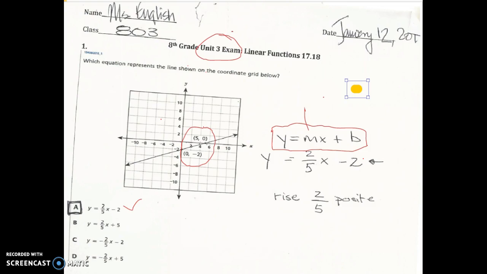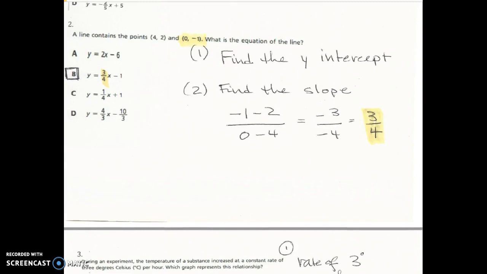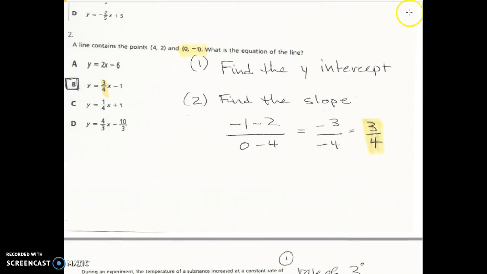And once again, you'll always find that these are all going to be a little different. Second question is, a line contains the points (4, 2) and (0, -1). So I know that the y-intercept is going to be negative 1, and the reason that I know it's going to be negative 1 is because the x-value is 0. So I can look really quick and see, well, it's not that, so get rid of that. And it's not this, get rid of this, get rid of this.